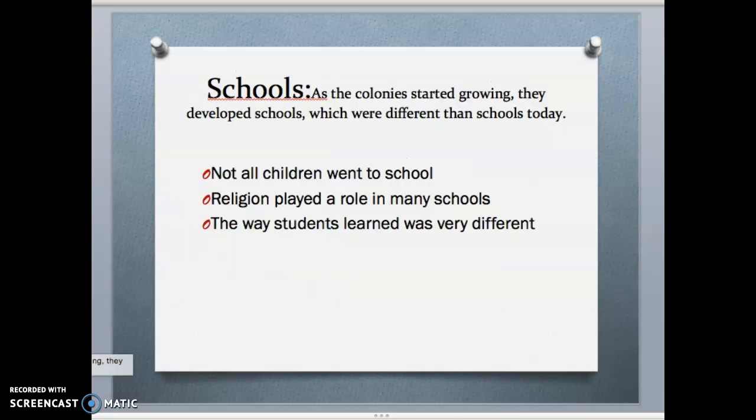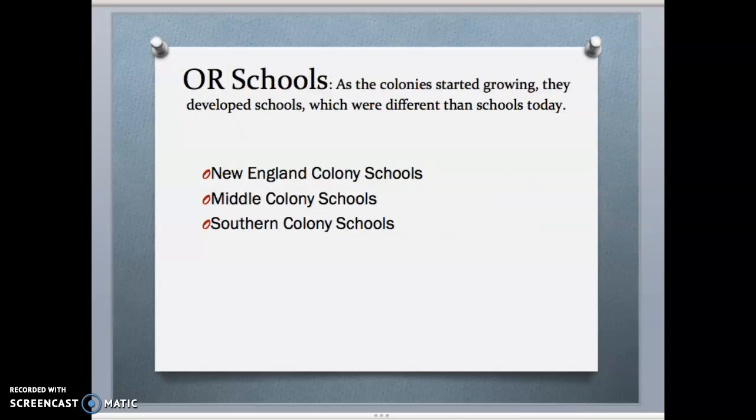My 3 subtopics might be that not all children went to school, religion played a role in many schools, and the way students learned was very different. And I could write a paragraph about each of those. I want to show you how I could be a student who has the same topic, and even with the same topic sentence, I could come up with 3 different subtopics.